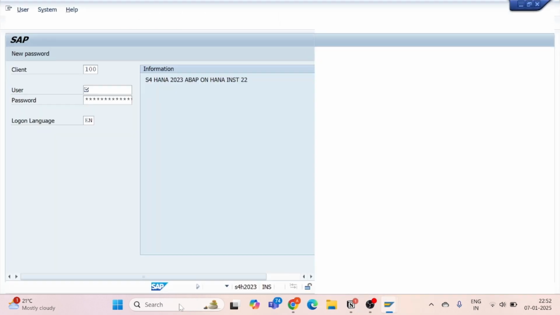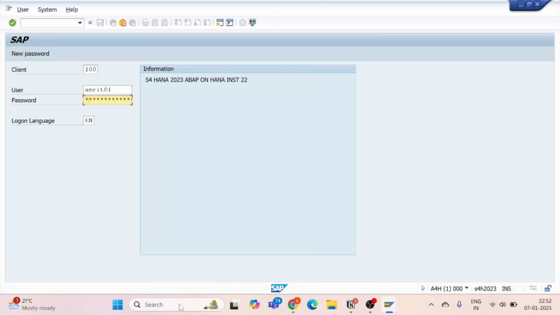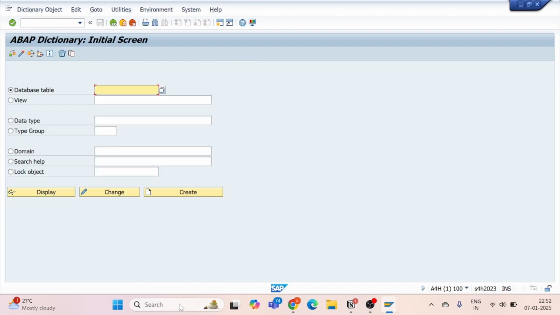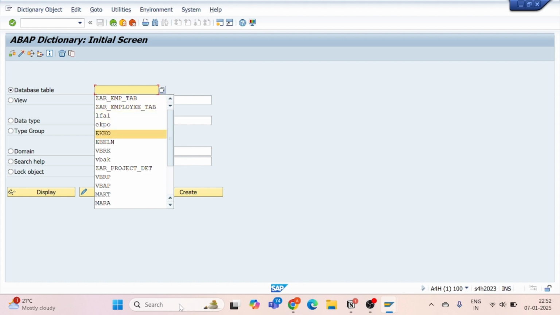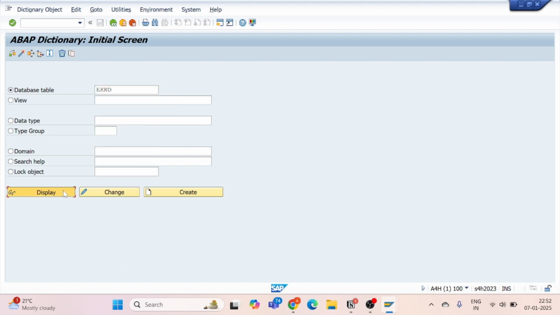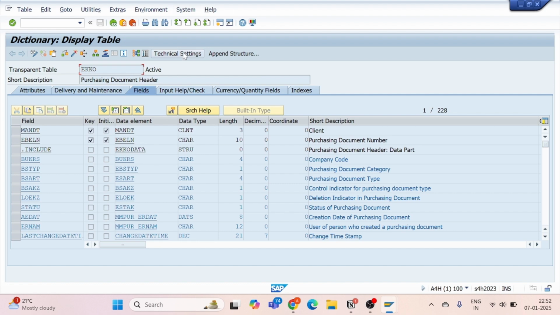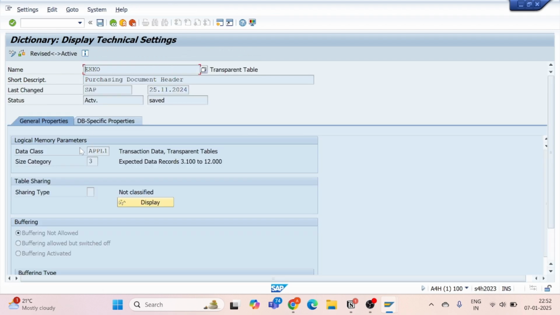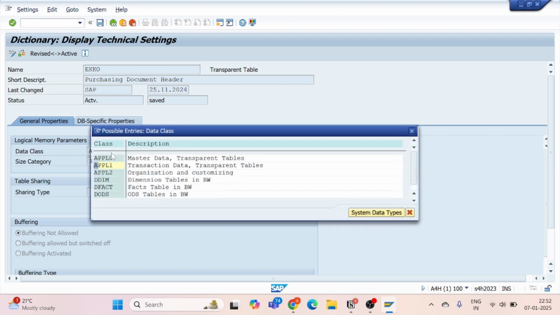Just log in, go to any of the standard tables. You will always find a data class in any of the standard tables under technical settings. So let's say I'm going for the EKKO table. Here if I go to the technical settings, the same thing I'm going to find in the data class. You can see master and transaction data. So what SAP has done, it has simply divided, sectioned the database into various parts, and master and transaction data we store together so that we don't waste time when looking for it.